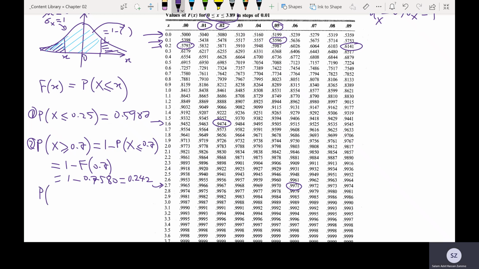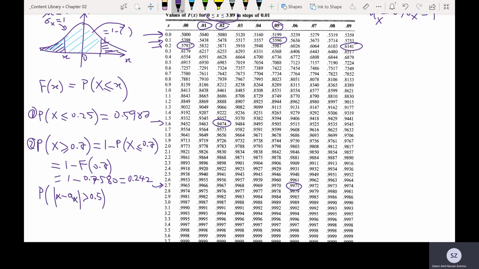ممكن تجيك أسئلة, what is the probability that x is away from the mean by more than 0.5? What is away from the mean? Away from the mean means that x minus μx is larger than 0.5. How to find this? μx في example هذا is 0.